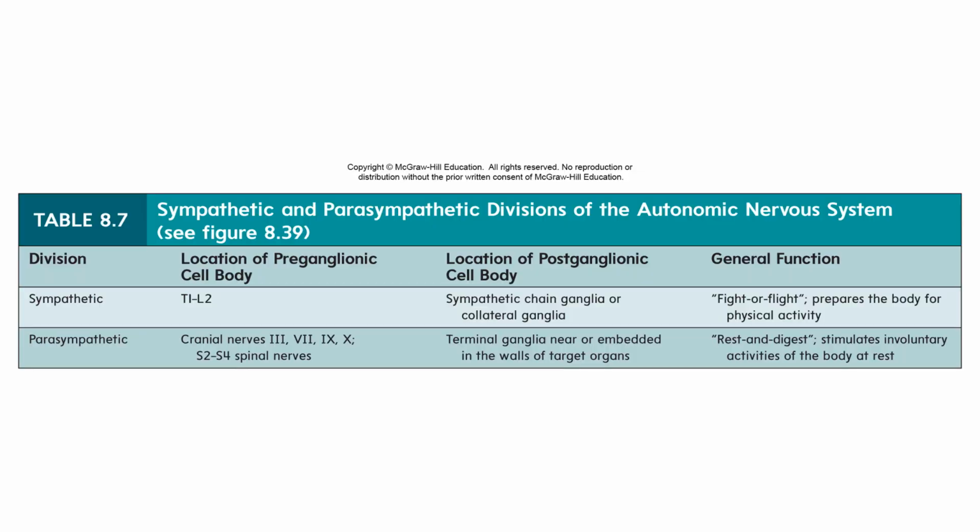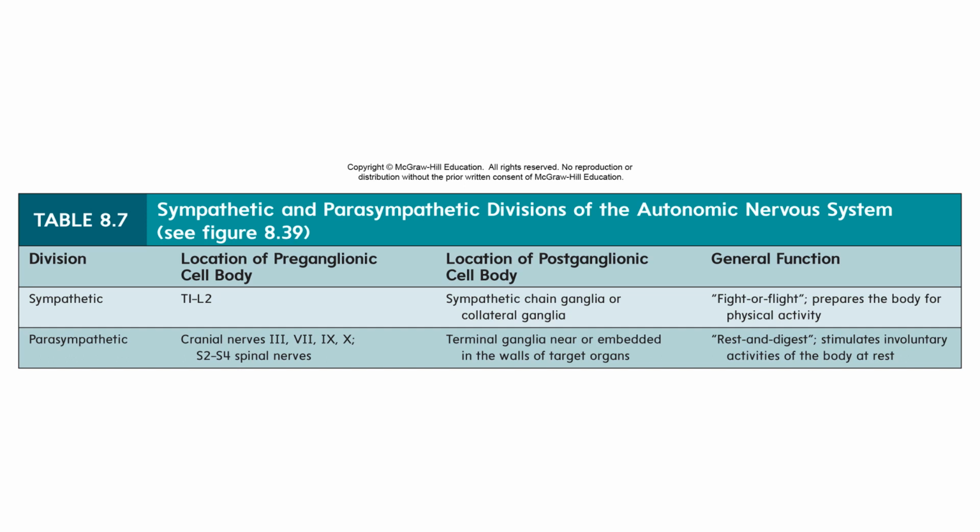So for the sympathetic and parasympathetic divisions of the autonomic nervous system, you have here a summary. So for the sympathetic, you have the preganglionic cell body location from T1 to L2. The location of the postganglionic cell is sympathetic chain ganglia or collateral ganglia. And again, the general function would be fight or flight. So it prepares the body for physical activities.